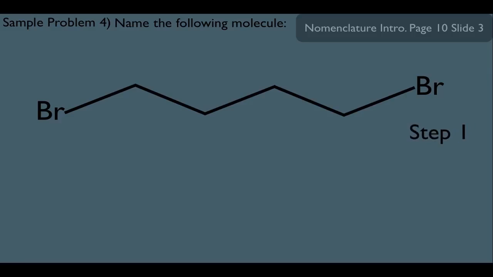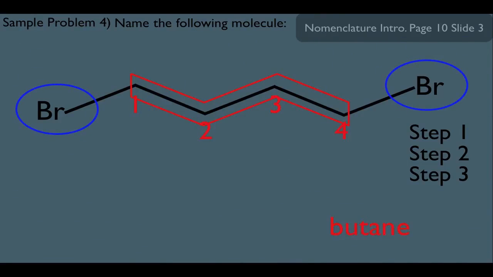Step 1, let's find the longest chain. It happens to be this right here. We've got 4 carbons, so that makes this parent name butane. Now, numbering the carbons here, you can go either way because this molecule is symmetrical. So 1, 2, 3, and 4 would be this. Which brings us to step 3 here. Circle and label our substituents. We have these 2 right here. They're both called bromo. So we're ready now for step 4. Let's put them all into the name here. It would be 1,4-dibromobutane.